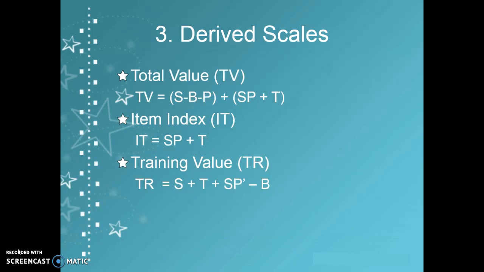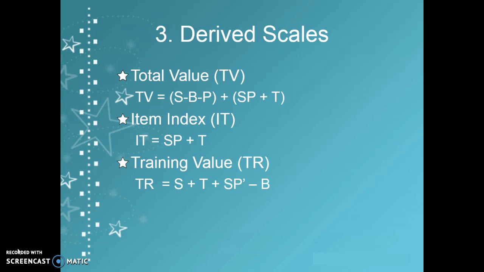The item index is how much a sub-element is important in the context of the test. The item index equals SP plus T. It's the second part of the TD equation, which makes sure that you do not select for uncommon or too common elements. This is also a percentage and can be used to rank applicants if it's a value of over 50%. The training value is the value of the element in training.